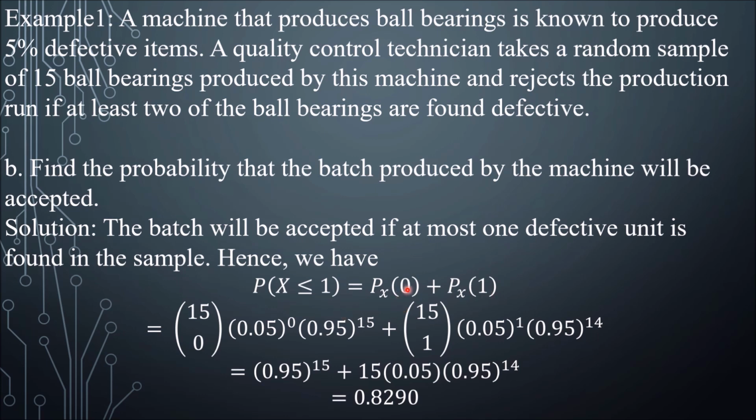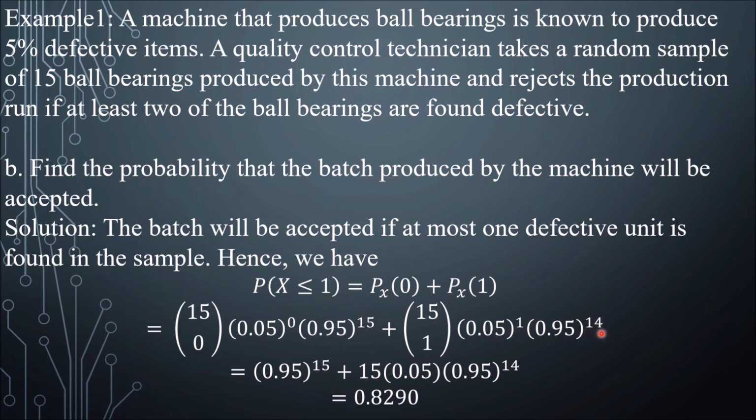Plugging in all the values, 0 for k, so 15 taken 0, 0.05 raised to 0, 0.95 raised to 15, because 15 minus 0 is 15. Plus, let's have probability of 1 defective unit, 15 taken 1, 0.05 raised to 1, 0.95 raised to 15 minus 1.